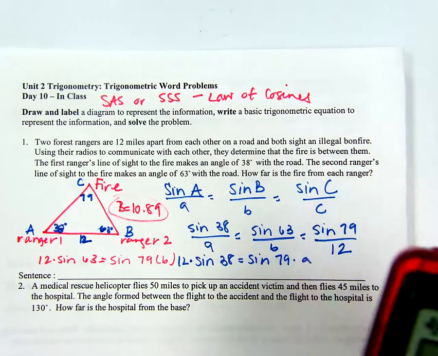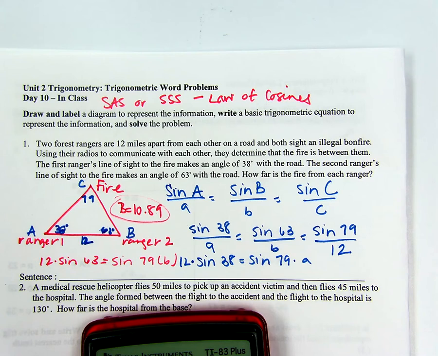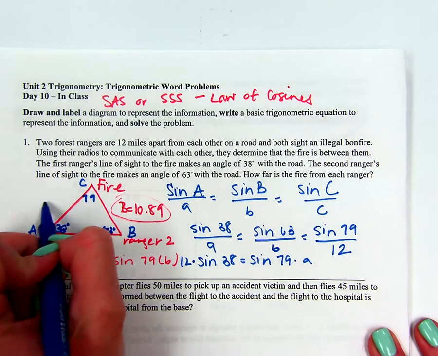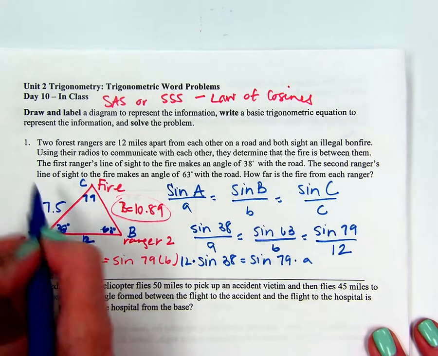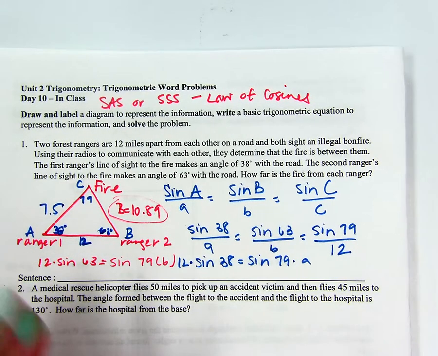So again, I'm going to do that in my calculator. I'm going to do 12 times the sine of 38, and then I'm going to divide that by the sine of 79 to get my answer for A. And then A is 7.52. Oh, 7.5. Yeah, so 7.5 is good there.